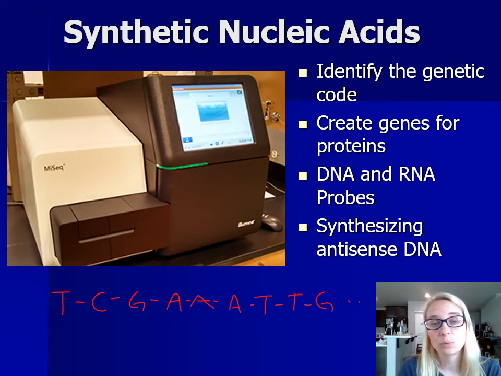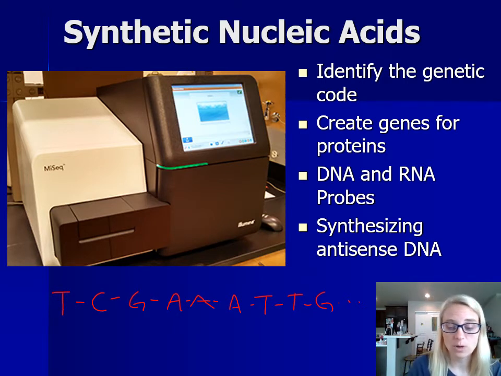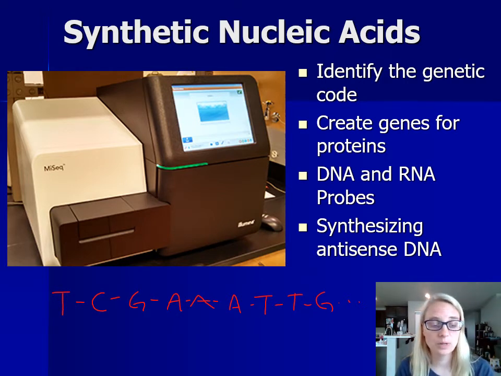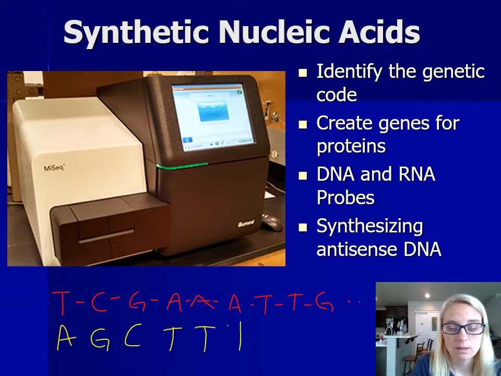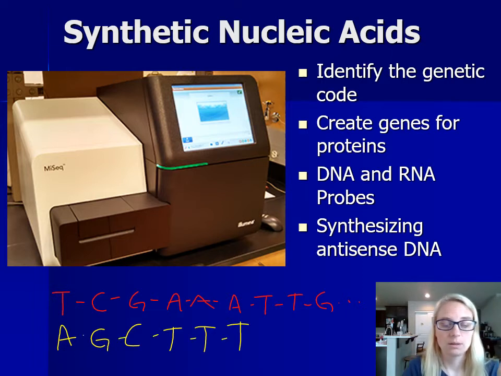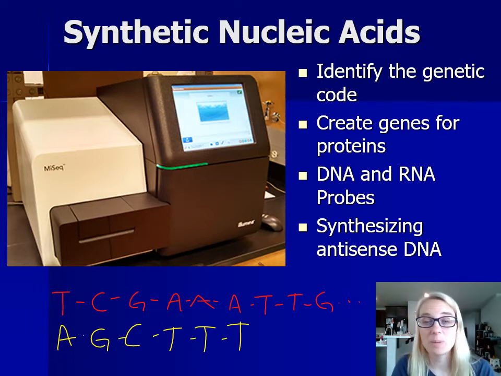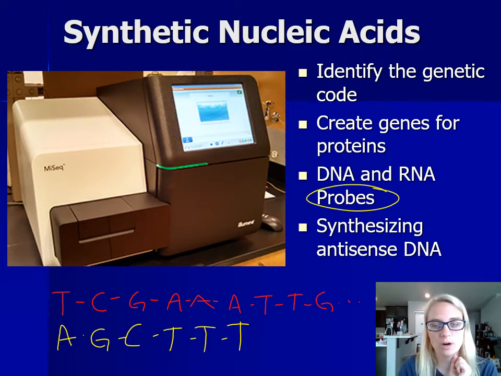You could make short little probes. If you know the particular sequence, so let's say what I just wrote up here, TCGAAA, and you want to find that particular region on a gene, then you would produce a synthetic nucleic acid that would have that sequence and maybe be tagged with a radioactive or fluorescent marker. Then you put that in your mix and it will go and complementary bind to that region of interest. So that's what probes are.